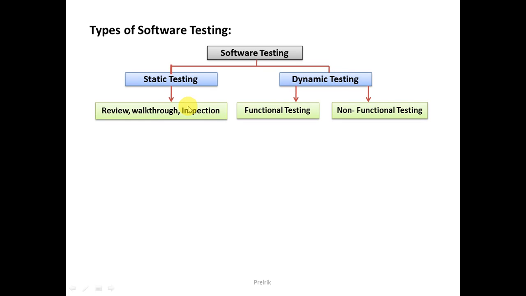If you come to dynamic testing, it is again categorized into functional testing and non-functional testing. So what are those? Functional testing is checking the mentioned behavior or requirements, that what is mentioned in the SRS, the software requirement specification, is delivered and working fine. So this area will be covered as part of functional testing.